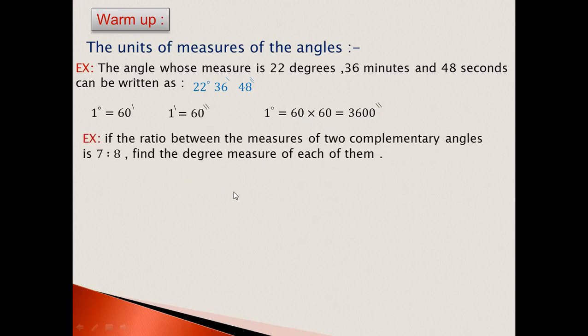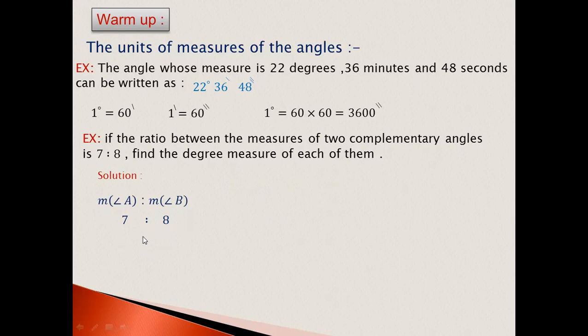If the ratio between the measures of two complementary angles is 7 to 8, find the degree measure of each of them. Suppose the first angle is called angle A and the second angle is called angle B, and the ratio between their measures is 7 to 8. It doesn't mean that the measure of angle A equals 7 degrees or the measure of angle B equals 8 degrees, because this is a ratio.